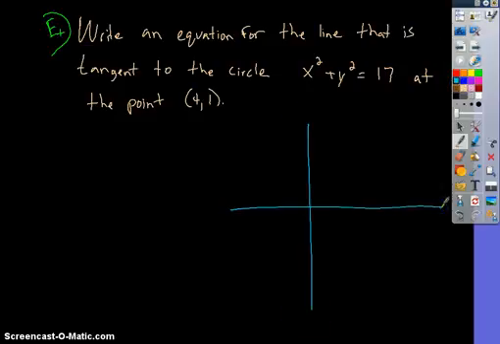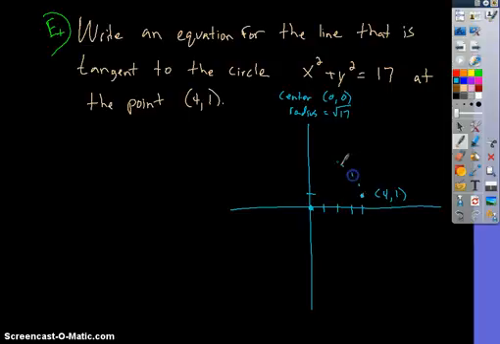If they said the circle was this, I know my center must be 0, 0, because you don't have anything subtracted there, so my center is at the origin. And then my radius is the square root of 17. It's 4 point something. So let's start there. Center 0, 0. And I also know that the point 4, 1 is on the circle. So 1, 2, 3, 4, up 1. So this is the point 4, 1. It actually exists on the circle.